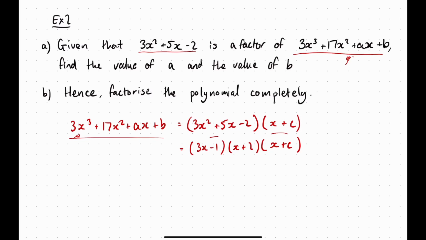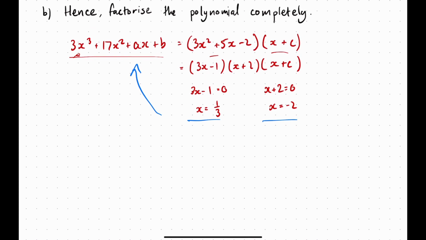Okay, using the factor theorem, I can say that if 3x minus 1 is 0, then x would be a third, and I can also say that if x plus 2 is equal to 0, x is minus 2. If I substitute these two values into that original cubic, I'll be able to form simultaneous equations that I can then solve. So let's have a look at this when I substitute in a third.